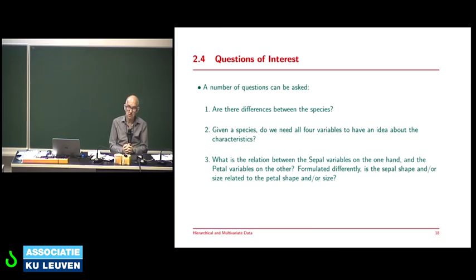Given a species, do we need all four variables to have an idea about the characteristics? So how can I characterize a species? It's not because I measure 75 variables, it's only 4 here, but let me exaggerate. It's not because I measure 75 variables that I need all of them to see the difference best. And then, what is now the best way to capture the relationship between the sepal variables and the petal variables?